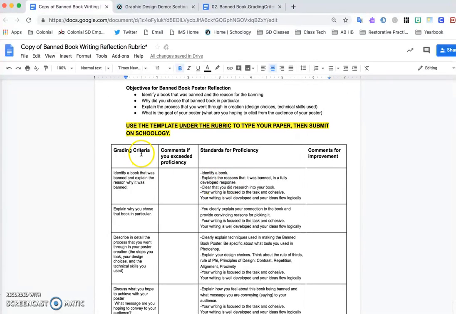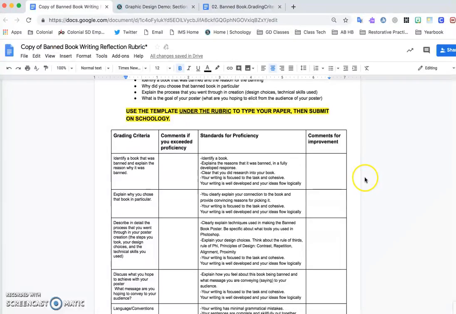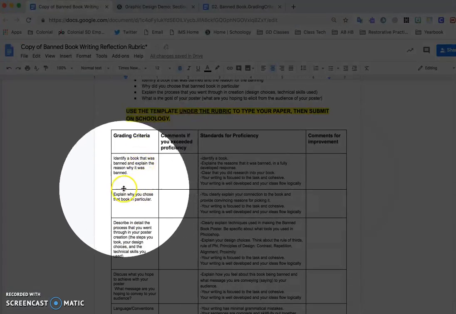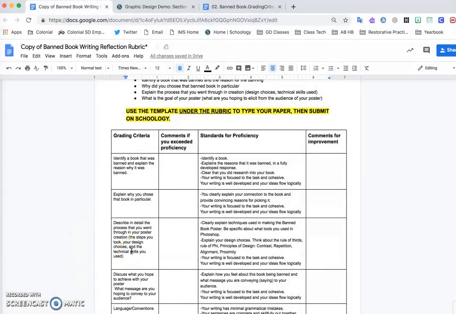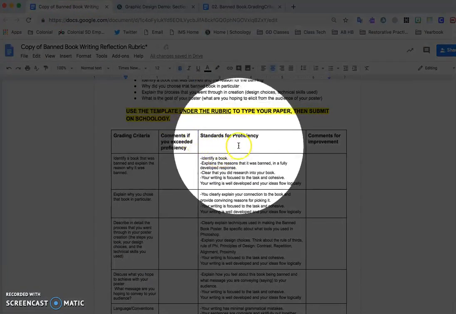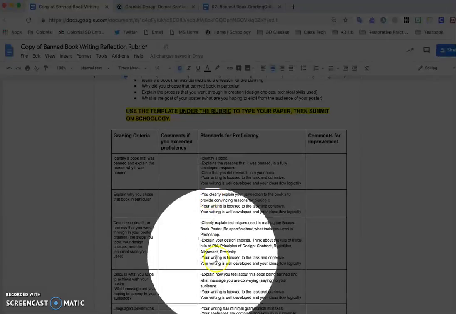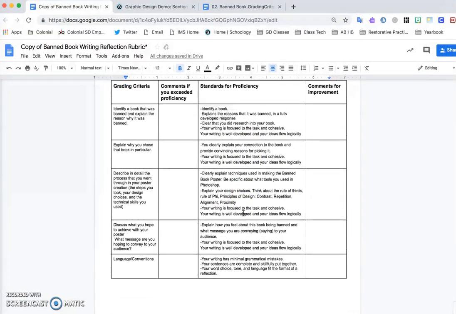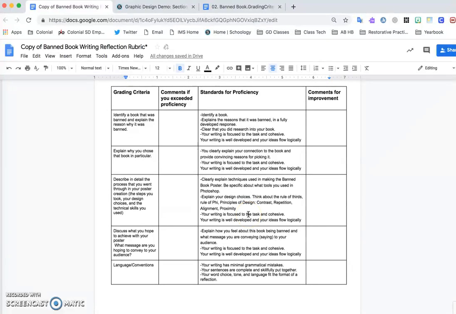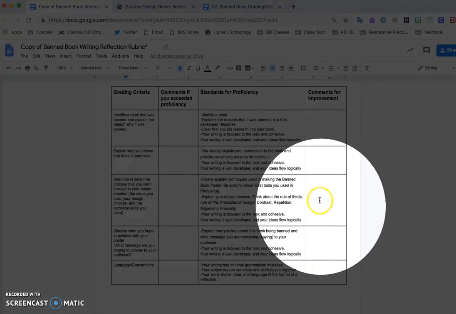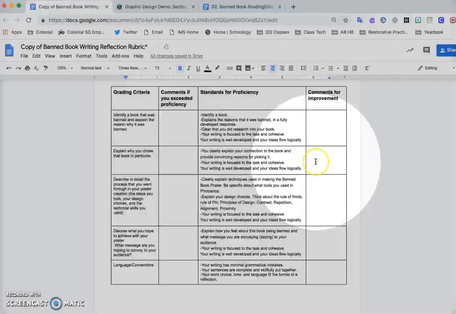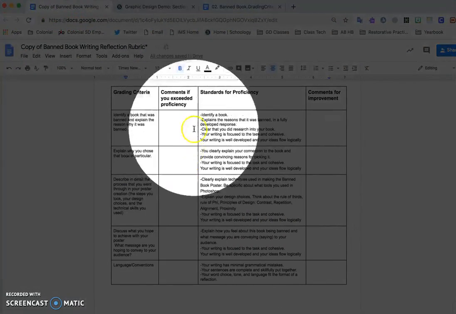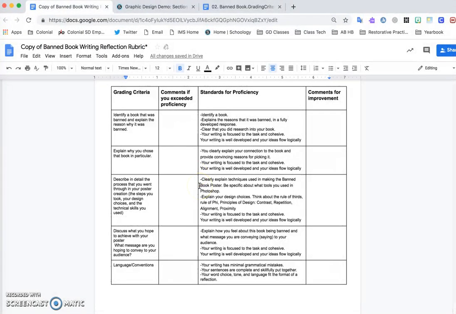I want to go over the grading criteria with you because this is really, really important. Over here in this first column on the left side is all of the grading criteria. In the middle here are the standards for proficiency. If you meet all of this, then you're basically going to get a B on your paper. If you're missing things, then I'm going to write comments on the right hand side in this column. If you exceed anything, then I'm going to make comments over here and talk about how you exceeded my expectations.